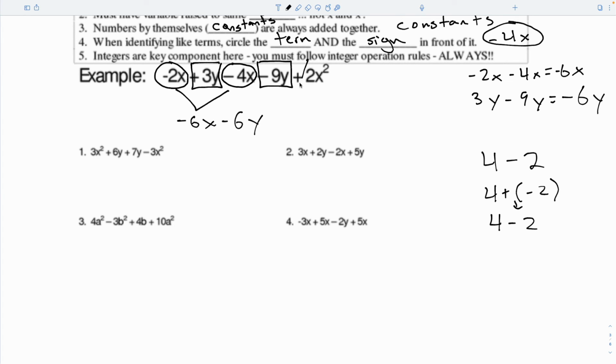Does this guy combine with anyone? I'm gonna make him a triangle. If he doesn't, you're gonna write it like that. He's positive. This is your messy answer.